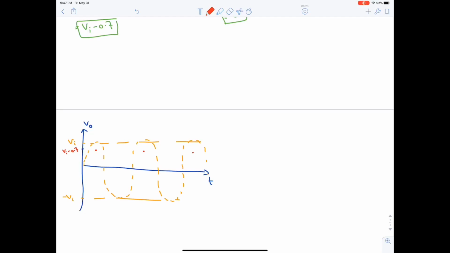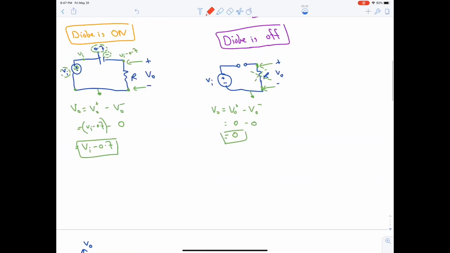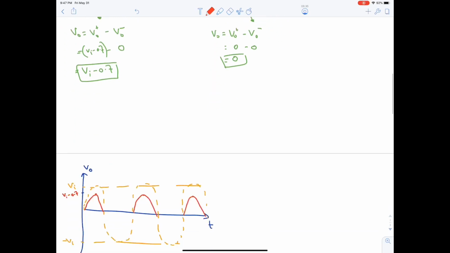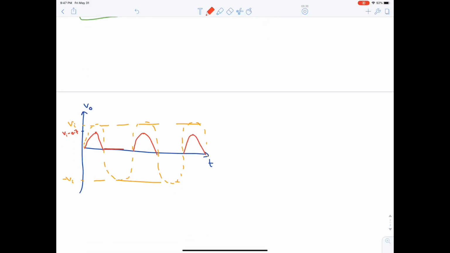Now, as this is an AC signal, we need to draw a new signal. If it was DC, then we would have to crop. If Vi is negative, V output is 0. So this is the answer.